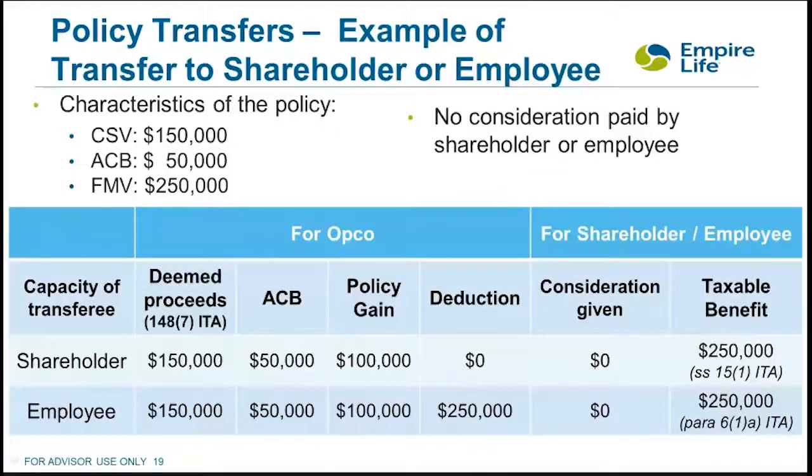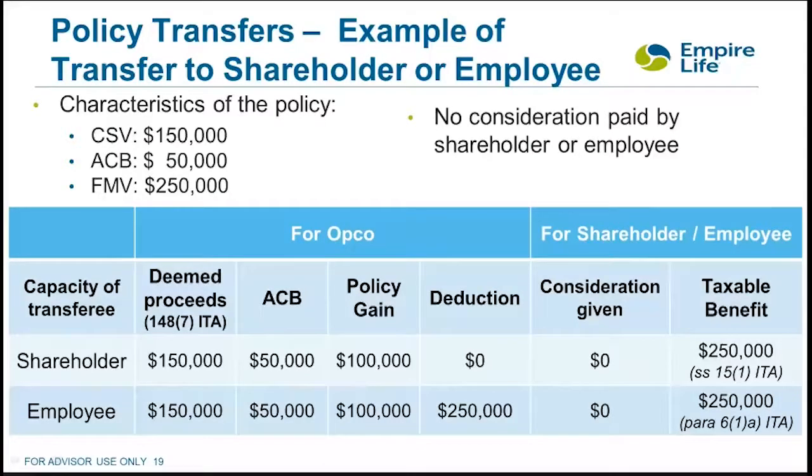Wanted to go on to an example of a transfer to a shareholder or employee. This table shows the results for an operating company, we'll call it OPCO here, and for the person who acquires the interest in the life insurance policy, whether that person is a shareholder or an employee of OPCO. In this example, the policy which is transferred has a cash surrender value of $150,000, an adjusted cost basis at the time of transfer of $50,000, and a fair market value of $250,000. We're going to keep using these same values in a number of examples through this presentation. In this situation, we're going to look at no consideration being given by the shareholder or employee to obtain the life insurance policy.